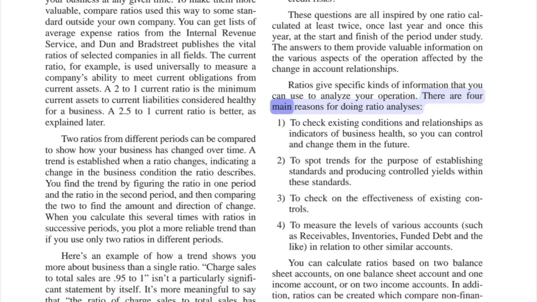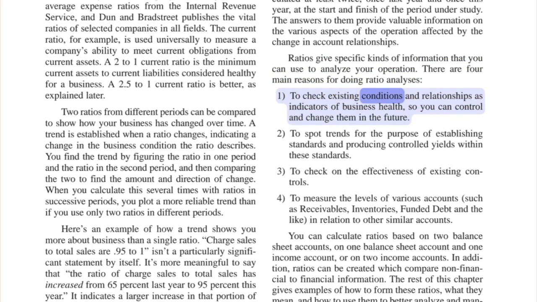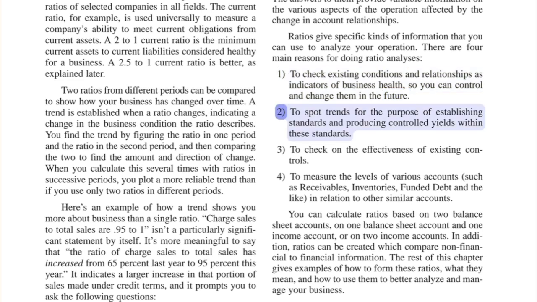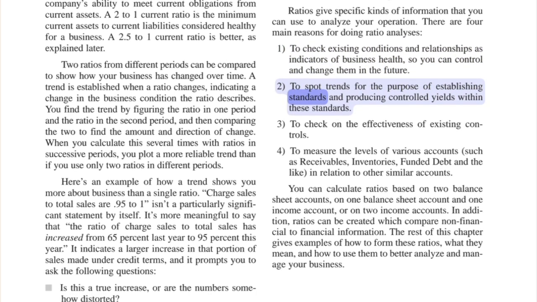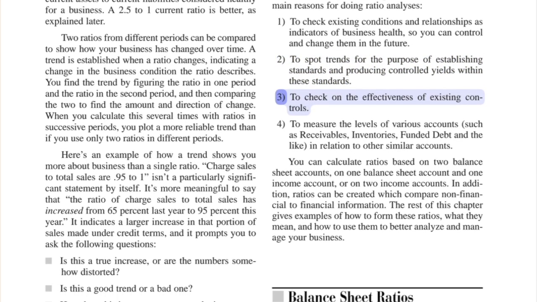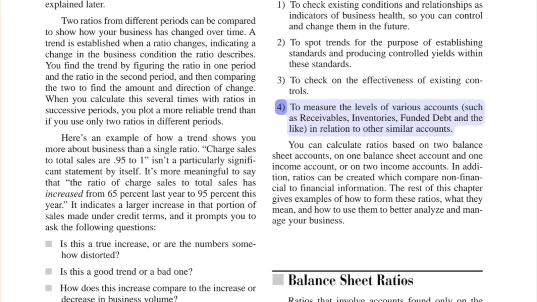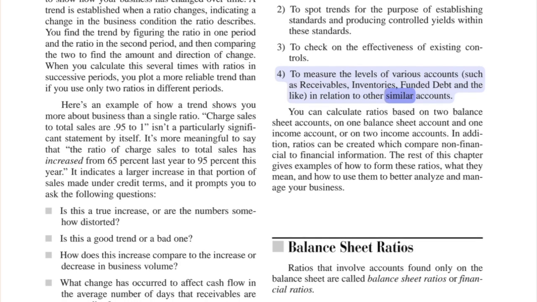There are four main reasons for doing ratio analyses. 1, to check existing conditions and relationships as indicators of business health, so you can control and change them in the future. 2, to spot trends for the purpose of establishing standards and producing controlled yields within these standards. 3, to check on the effectiveness of existing controls. 4, to measure the levels of various accounts in relation to other similar accounts.